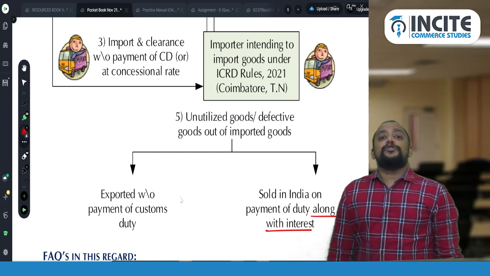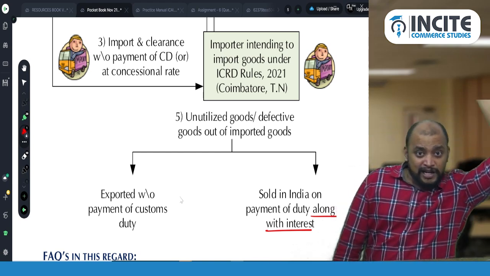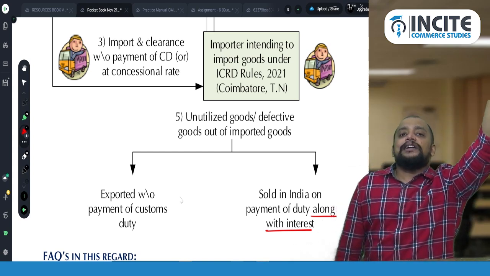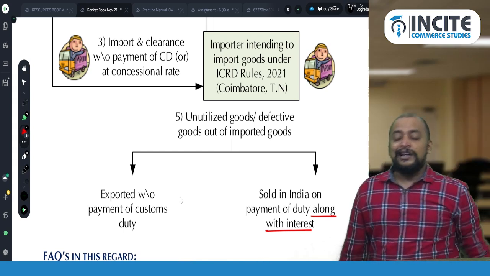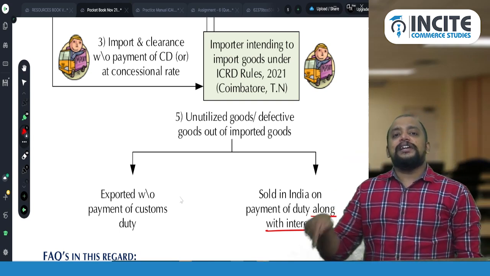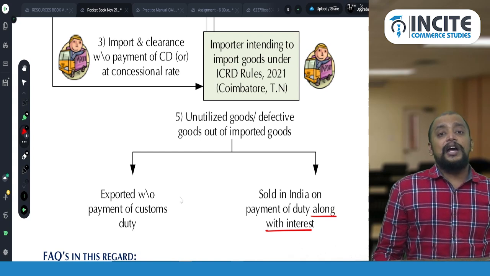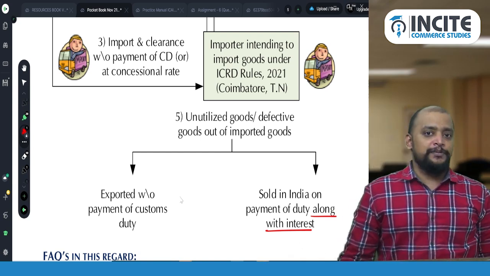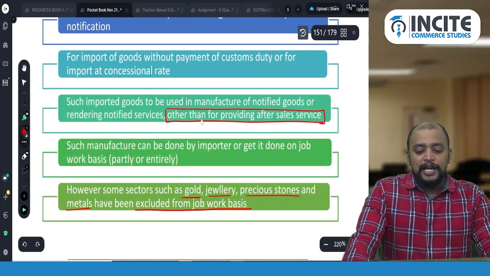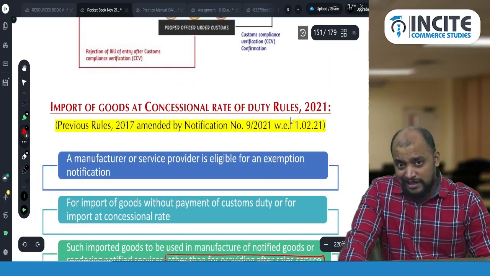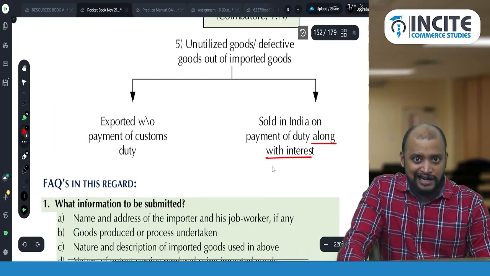So interest is computed from when? Had they imported and paid customs duty at that time itself, they should have paid immediately upon filing the bill of entry. So from the first date after that date till the date they make the payment of customs duty, they need to pay interest. At what rate? 15% per annum. Okay. So therefore, in these rules, import of goods at concessional rate of duty, and on this an interest computation may be tested in the exam. Okay.